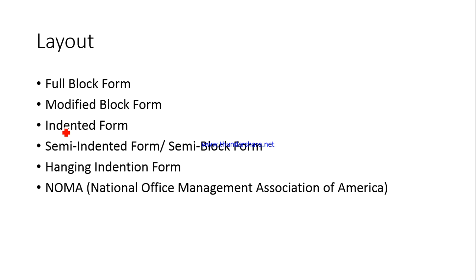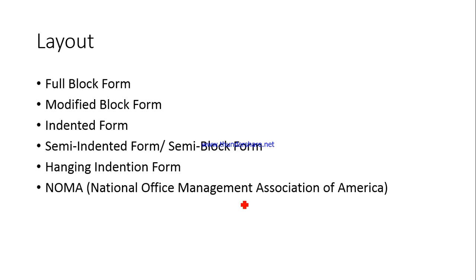You will write from left to right. Generally, when you are writing something, you move from left to right, unless you are writing in Urdu. So indent means, are you leaving out some space from the left? Whenever you switch to a new paragraph, you generally leave some space from the left margin. That is an example of indent. Based on that, we have this indented form. Then we have the semi-indented form or semi-block form. We have the hanging indentation form, and we have NOMA, which is National Office Management Association of America. So these are different forms.